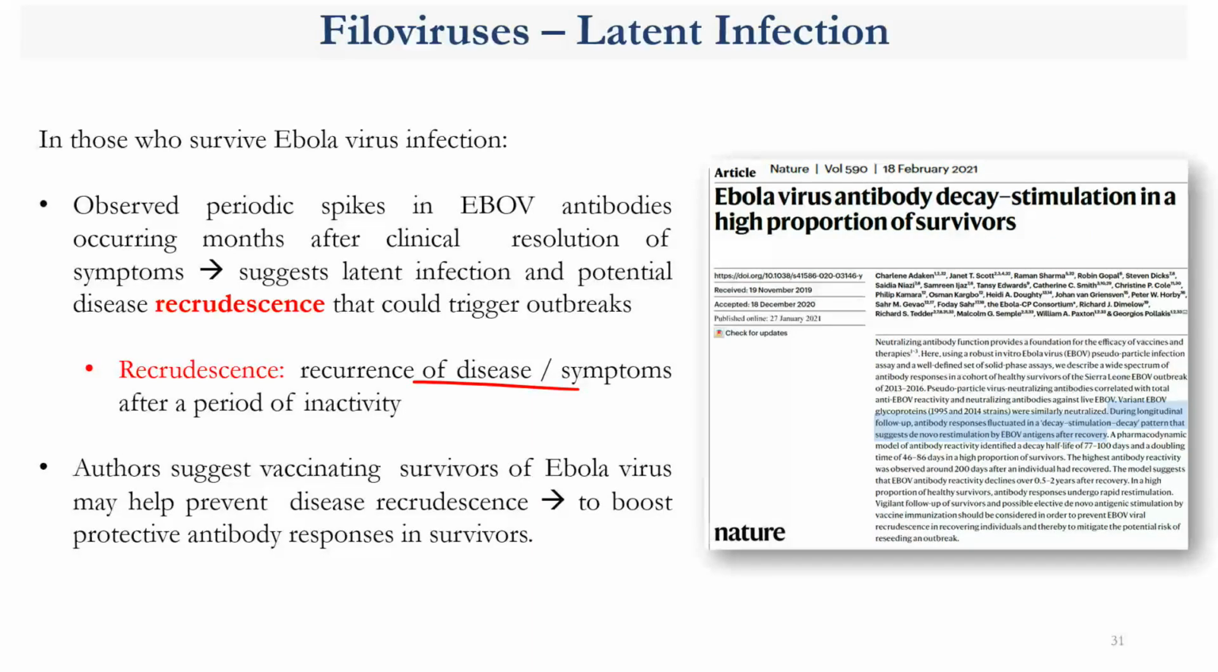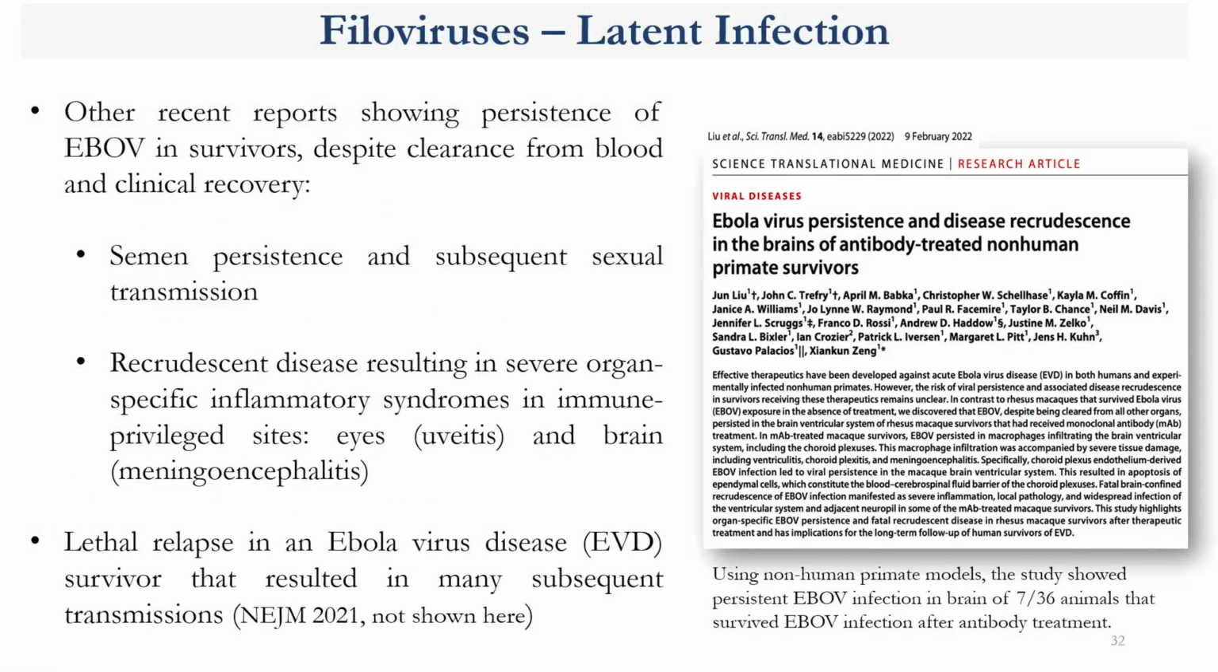Now, in this paper, the author suggests vaccinating the survivors of Ebola virus, which may help prevent disease recurrence because it will boost the protective antibody response in those survivors. But there are more recent reports that show that Ebola virus persists in survivors, despite its clearing from blood as well as clinical recovery. For example, it persists in semen, so as a result, it can have subsequent sexual transmission.